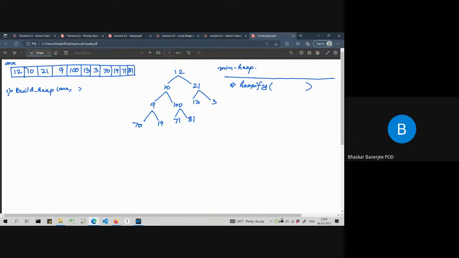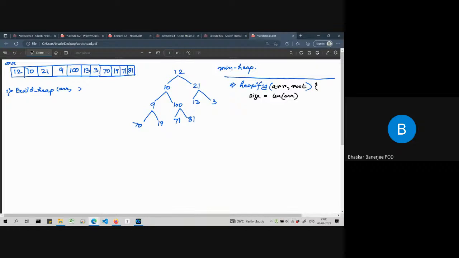So let's say we pass an array. This array is basically this ARR in the heapify algorithm, and then we pass a root node. Here we would pass, let's say, the index of the root node. And let's say I have a size equal to the length of my ARR that I put into size.